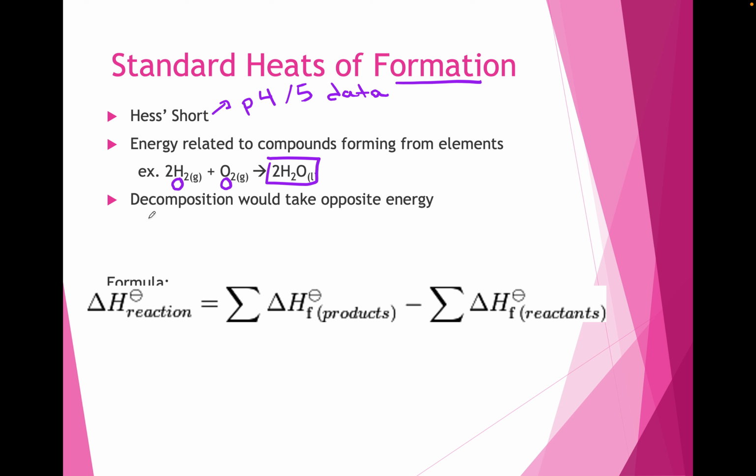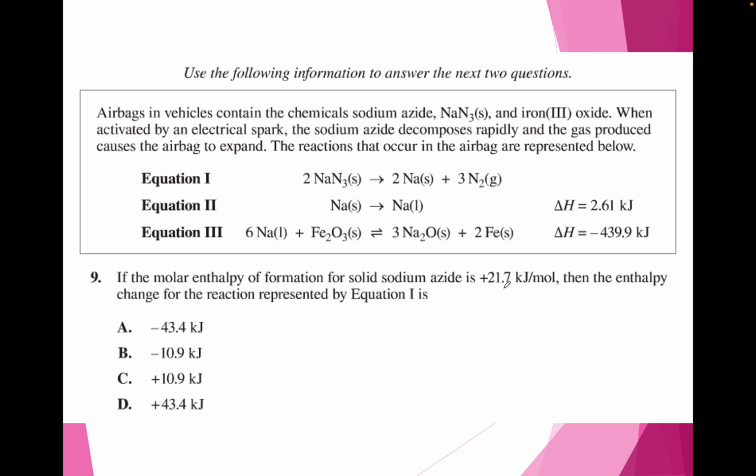And one thing to note here is that if you have a decomposition reaction, you would be reversing the reaction, and if you were to do that, you just reverse the sign. Now, the formula here is the delta H of the reaction. You get the total of the delta H of the products, and you subtract the delta H of the reactants.